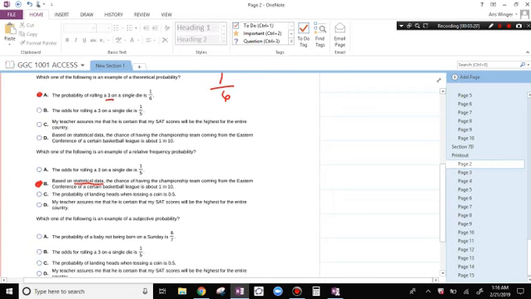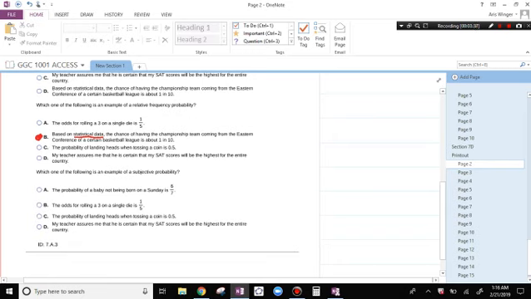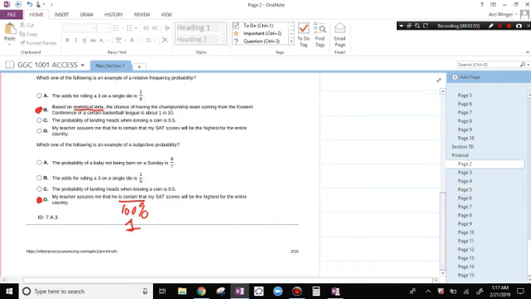Which of the following is an example of a subjective probability? Probability of a baby not being born, the odds of rolling a 3, the probability of landing on heads when tossing a coin. My teacher assures me that he is certain 100%, or probability 1, that my SAT scores will be the highest in the entire country. That is completely subjective.